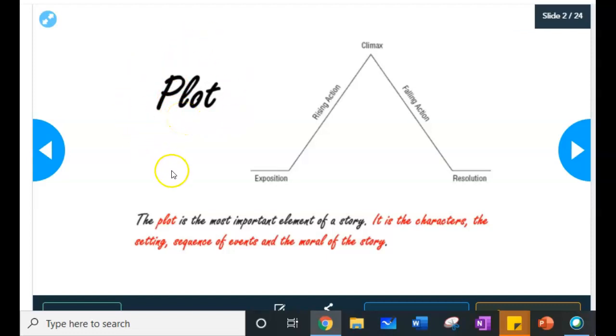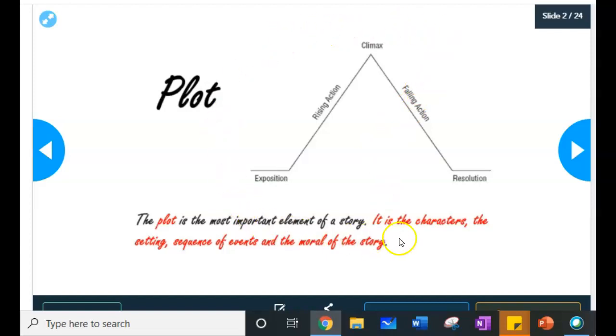So plot is the main part of this. It's the story. The main idea of a story is developed from the plot. Right? It's the most important element of a story because it is the story. It's the characters, it's the setting, it's a sequence of events, and it includes the moral of the story.